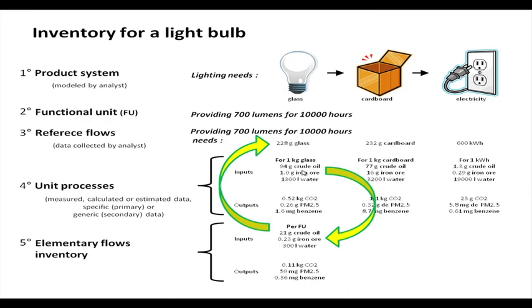The same thing has been done over here. For 1 kg of glass, 94 gram of crude oil. So for 228 grams, 21 gram, 0.23, 300 liters. Similarly, we can do the emissions. This is assuming that things are linear. Similarly, you can do it for cardboard and for the electricity. Here the functional unit is 600 kilowatt hour, so we multiply by 600 and get these values as well. That gives you the whole inventory of the light bulb.